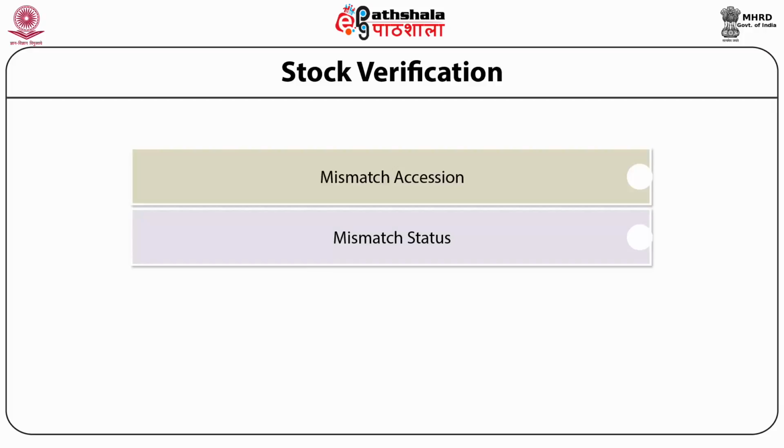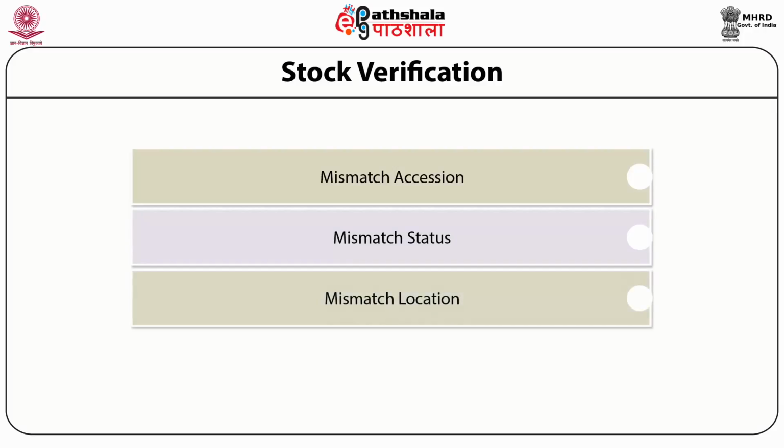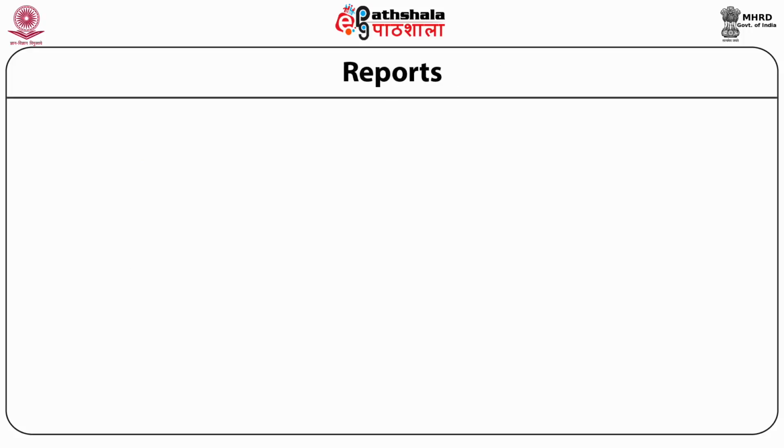Number 3. Mismatch location. In this report, one can get the list of items which are from different locations. And number 4. Available items. In this report, one can get the list of items for which status is available, that is, on shelf, but they are not verified during verification.